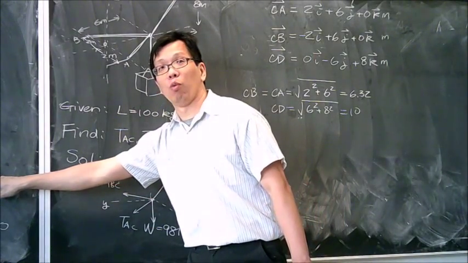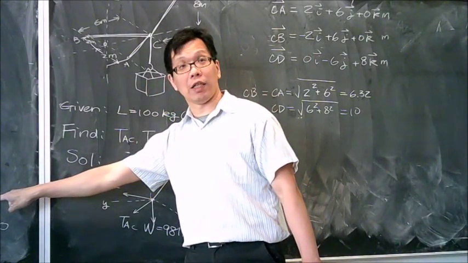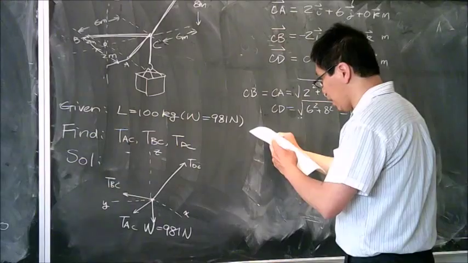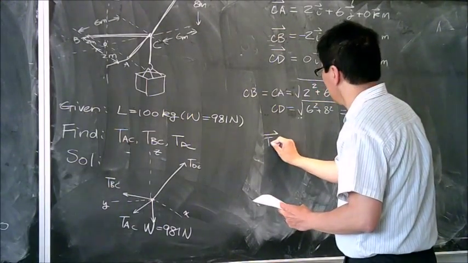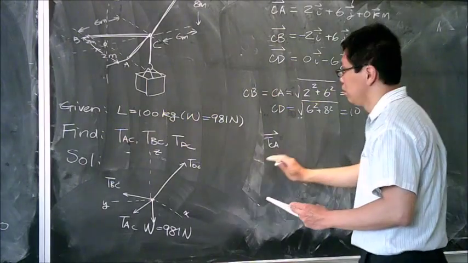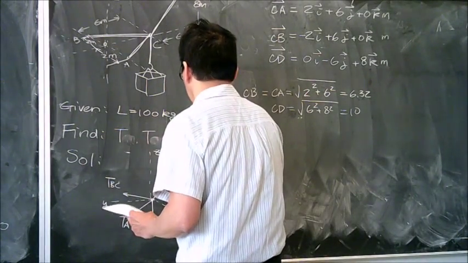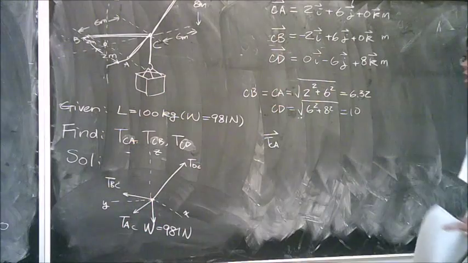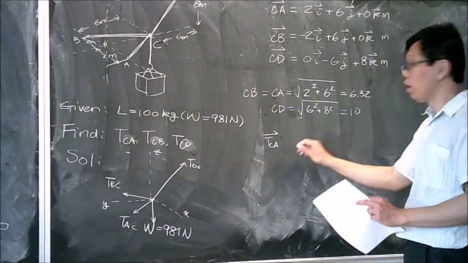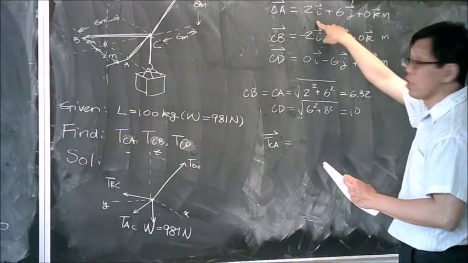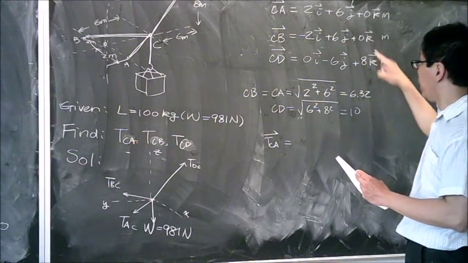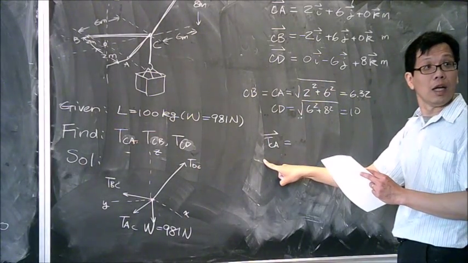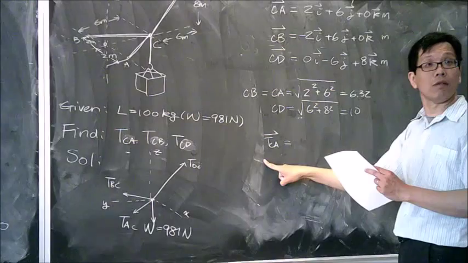Multiply the unit vector with the force directly, then I got the force vector. Right? So with that said, it might be better if I define that in different ways. Okay, CA, CB, and CD. So if I do TCA, it's going to be this number divided by 6.32 multiplied by TCA. Does that make sense? Everybody understand what I'm talking about?